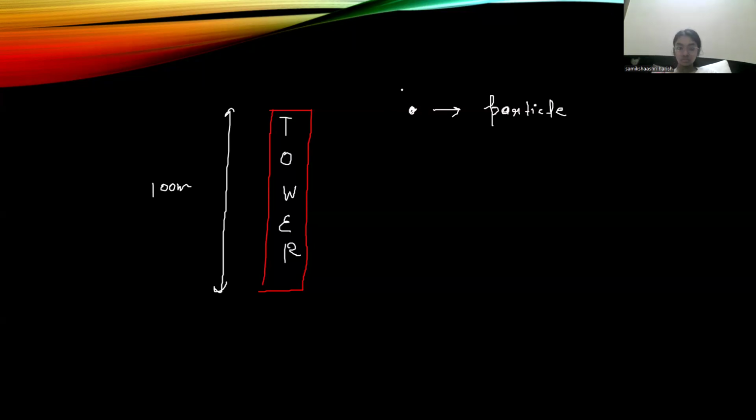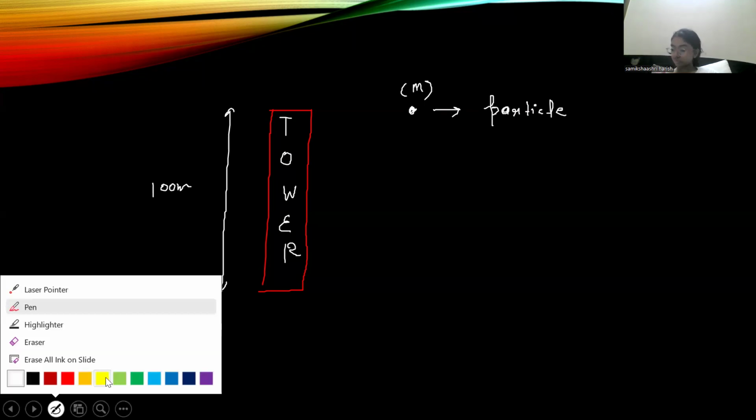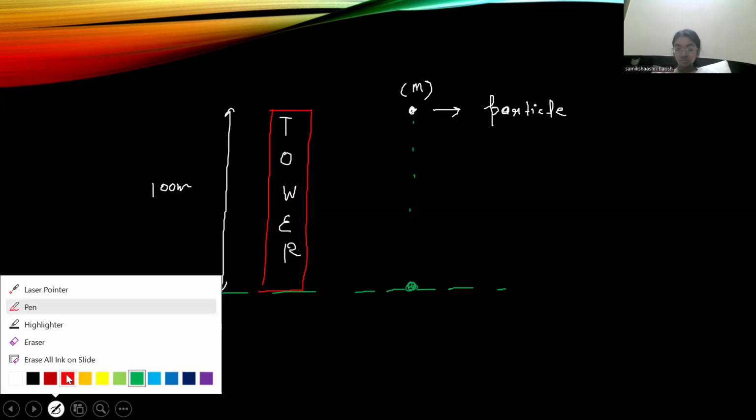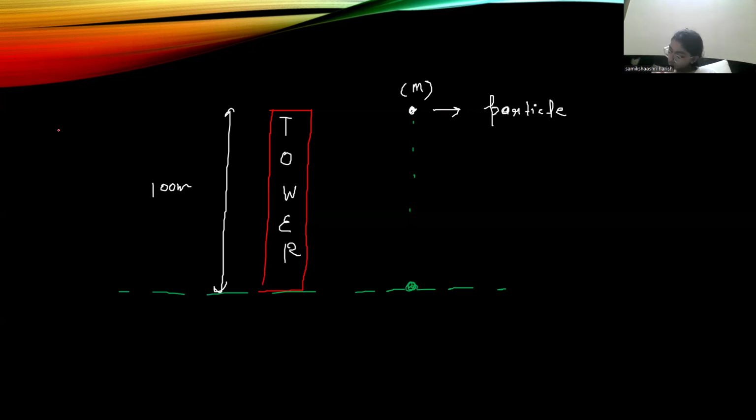Mass is heavy. It is dropped. Same mass particle is thrown from the ground, upwards. With what speed? 500 meter per second.